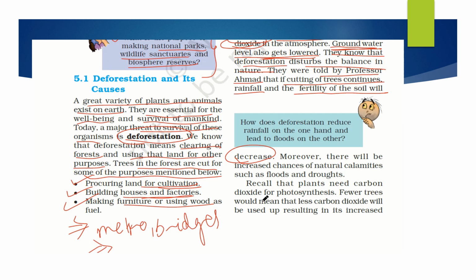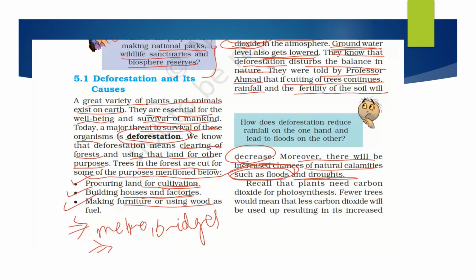Though this year we are getting enough rainfall, it is actually after a severe long summer that we are getting this rainfall, and the fertility of the soil will be retained if we are getting this type of rainfall. Moreover, there will be increased chances of natural calamities such as floods and droughts. So now we can see everywhere there is a flood-like situation, as there is too much rain, and no trees are there, no absorption is there.